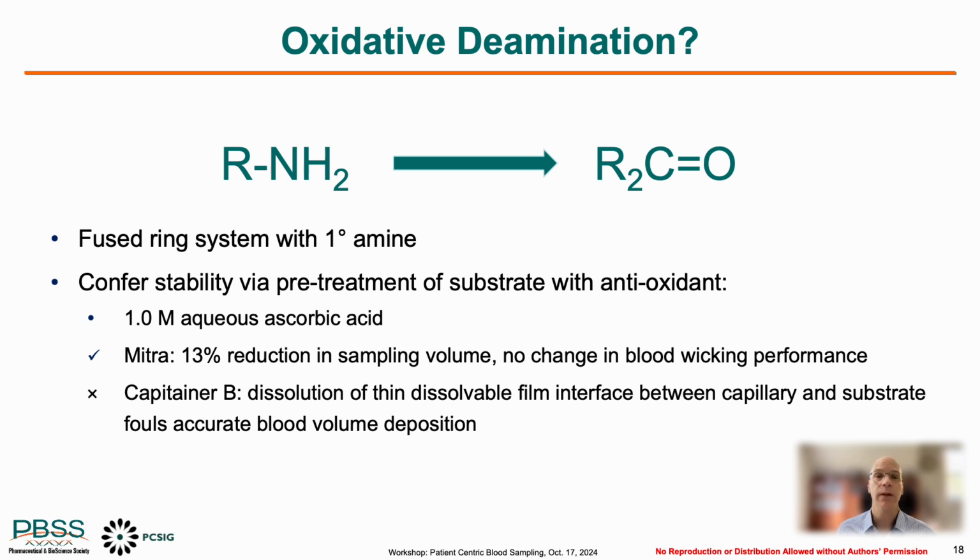And therefore we evaluated the pretreatment of the Mitra substrate with an aqueous solution of 1 molar ascorbic acid and dried the tips for 24 hours in the presence of desiccant. Now, this reduces the sampling volume by about 13%, but it does not impact the sampling rate, the wickability, or the precision and accuracy of blood collection.